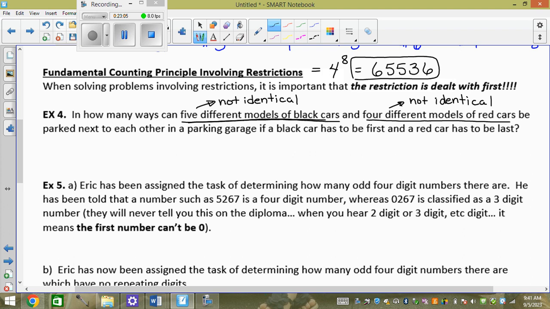All right, this is the comical of comical things, because when I did these in high school, I thought just stacked cars. I'm not quite sure what I thought, but I did these so wrong. So you have 5 different black cars, 4 different red cars, and they need to be parked next to each other in a parking garage. Okay? Now, a black car has to be first, and a red car has to be last. So how many parks do we have here? How many are we parking? 9. So we have 9 spots, right?